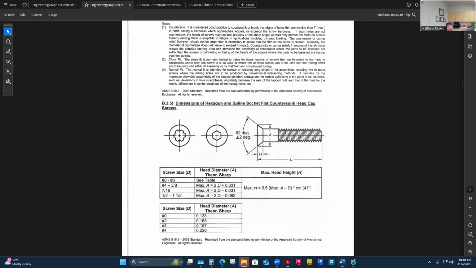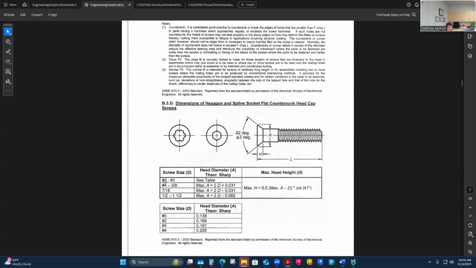Let's go back to my chart here and see if they give me anything to go with the max head diameter. They don't. Yeah, it's A. A is the variable on that chart. So A, the max head diameter, from anywhere from a number 4 up through a 3/8. So ours fits in here. We're 1/4 inch. You have to know where you fit in here.